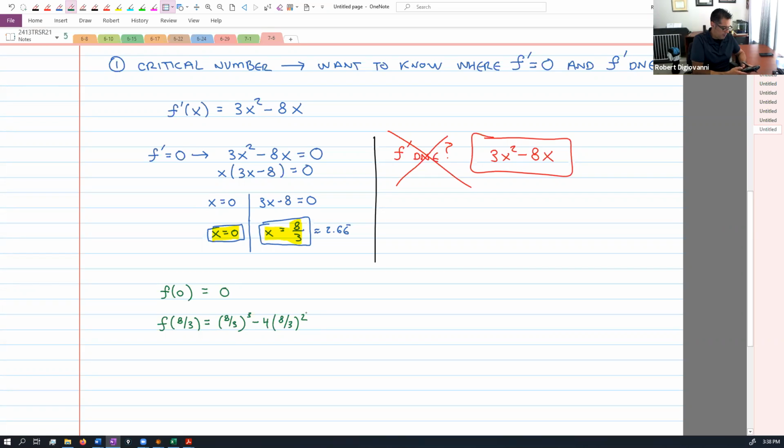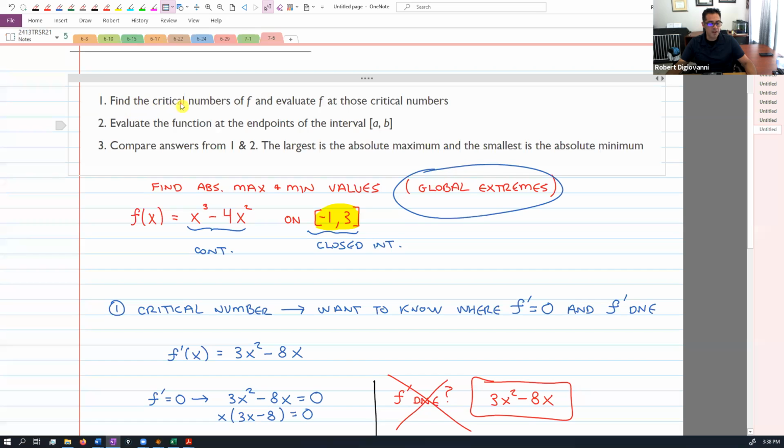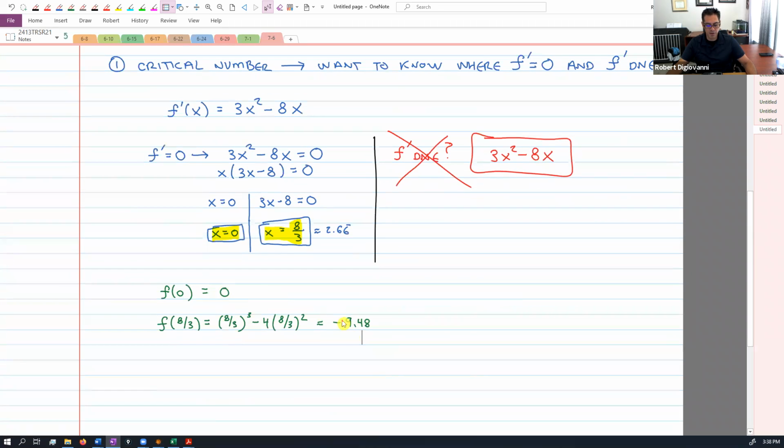Okay, so 8 divided by 3. I'm getting approximately -9.48, something like that, when I plug in 8/3 into the original function. Go with me? That's step 1: find the critical numbers and evaluate the original function f at those critical numbers. Done. Got it: 0 and -9.48. Now step 2.